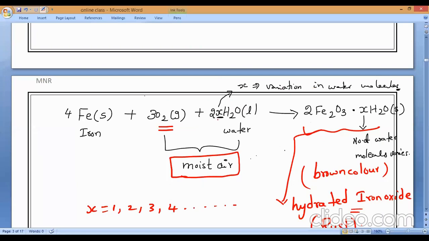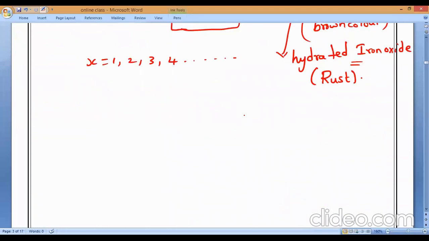So that is why we are representing X H2O. It is indicating that it varies from place to place. So that is what you have to remember.